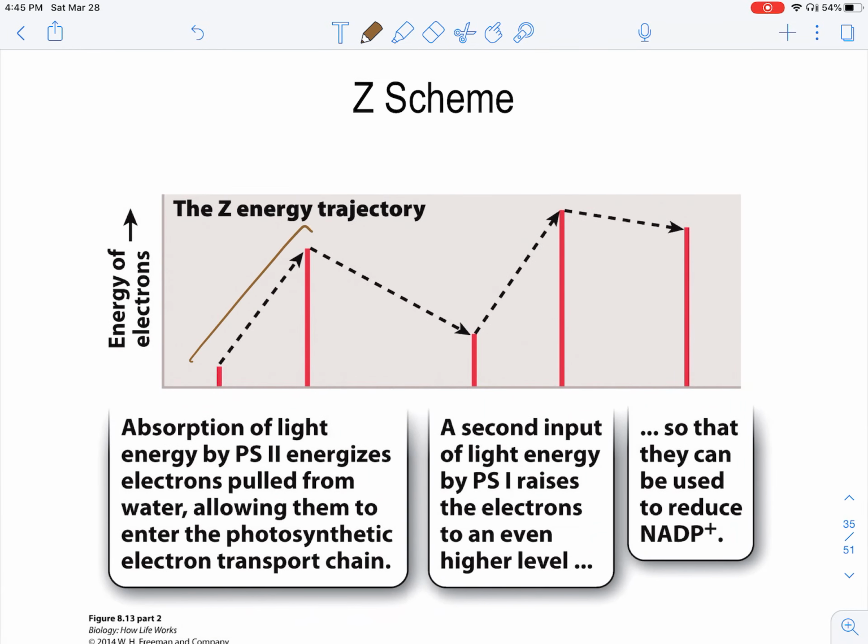And so because the energy of the electron kind of looks like a Z, this whole thing is called a Z scheme, right? Low energy, activated by the sun, energy goes down as it goes through the electron transport chain, reactivated by the sun, energy goes down as it's captured by NADP+ to form NADPH.